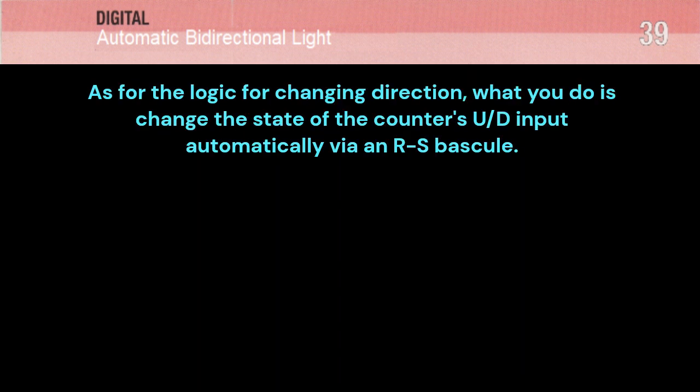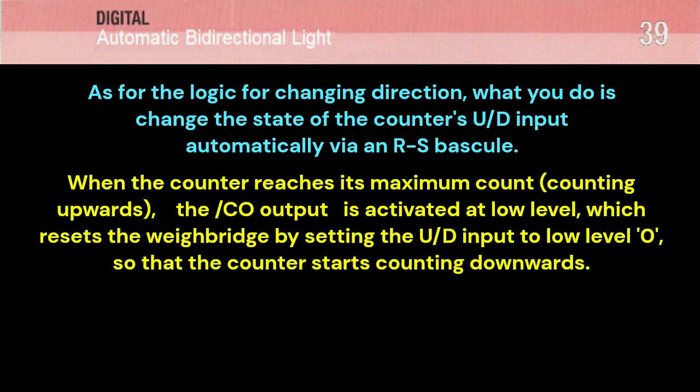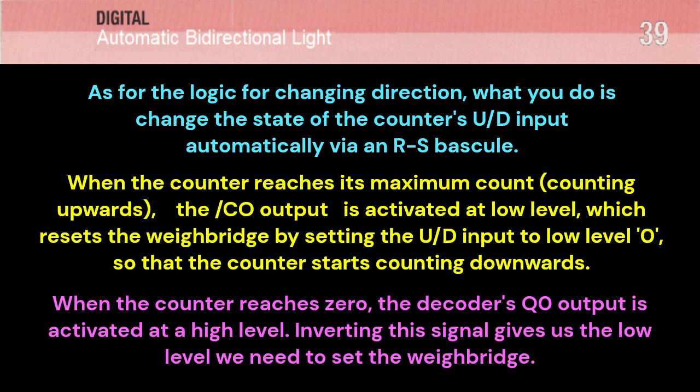As for the logic for changing direction, what you do is change the state of the counter's U/D input automatically via an RS flip-flop. When the counter reaches its maximum count, counting upwards, the CO output is activated at low level, which resets the flip-flop by setting the U/D input to low level, as 0, so that the counter starts counting downwards. When the counter reaches 0, the decoder's Q0 output is activated at a high level.